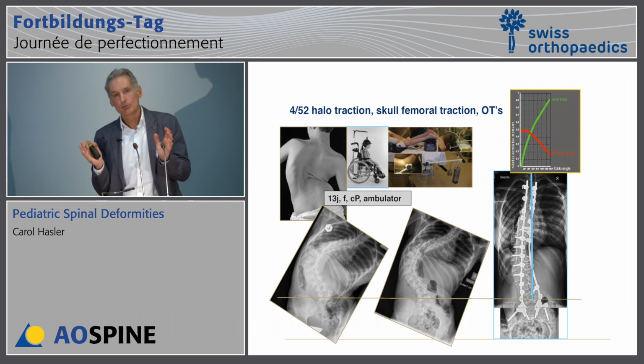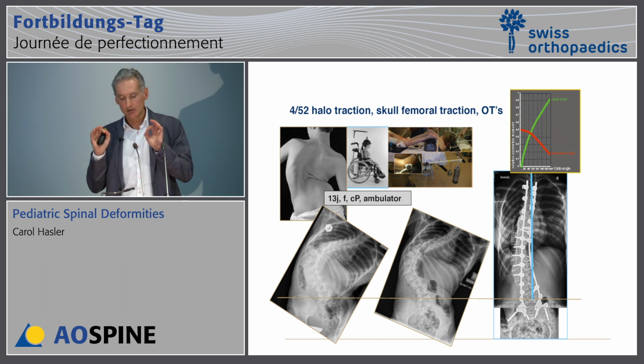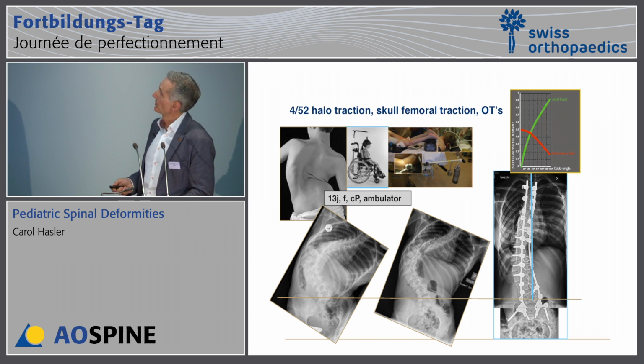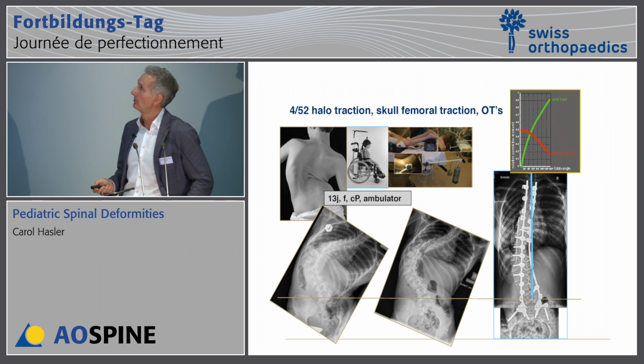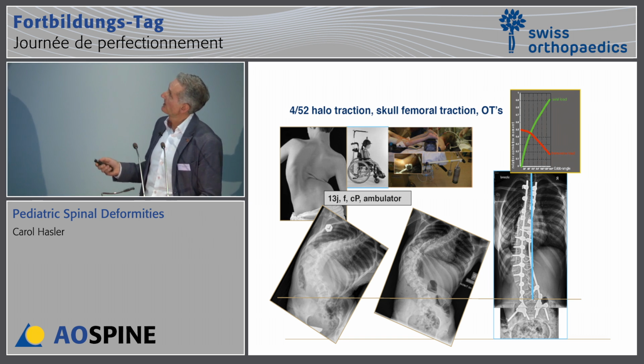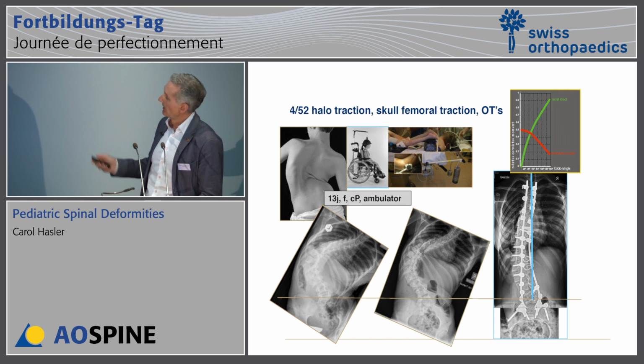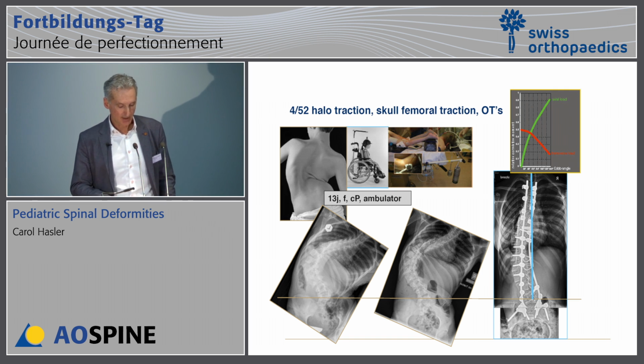There you always have almost full correction, and you can almost only pop in your rods and your screws, so you don't have to manipulate too much during the operation. So this is an example of a still ambulating CP patient who is on the verge, on the edge to lose the walking ability. We made some halo traction before the operation, some posterior osteotomies, and could bring the head back in the middle of the pelvis, and this is what counts.